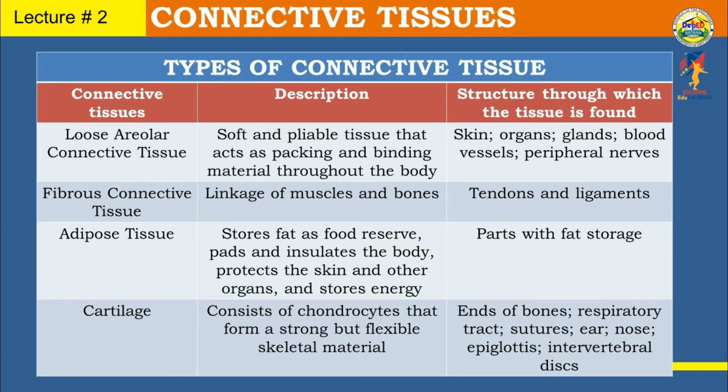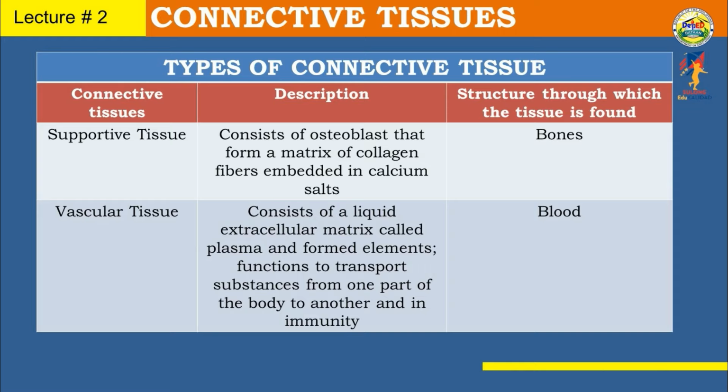For the supportive tissue, it consists of osteoblasts that form a matrix of collagen fibers embedded in calcium salts. So this tissue is found in bones. Then the last one, we have the vascular tissue. It consists of a liquid extracellular matrix called plasma and formed elements. It also functions to transport substances from one part of the body to another and for immunity. This tissue is found in the blood.